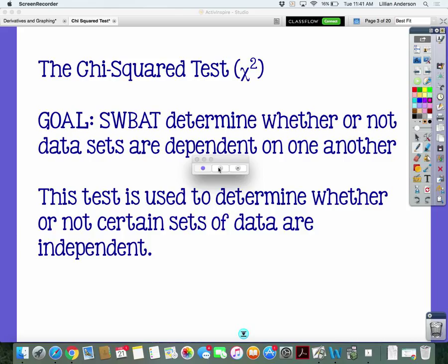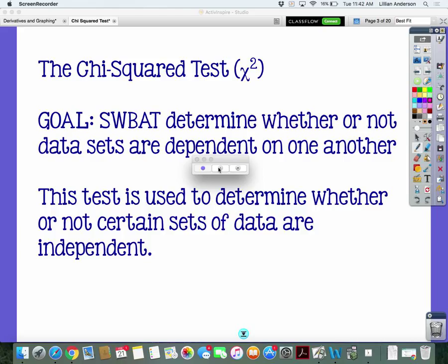So today you are going to be able to determine whether or not data sets are dependent on one another. This is the last section of statistics. This one is always tested on the IB exams, so it's very important that you know how to do this. We'll be spending today as well as Thursday on this test. Your test is probably next Thursday, depending on how well you handle this as well as the other material.